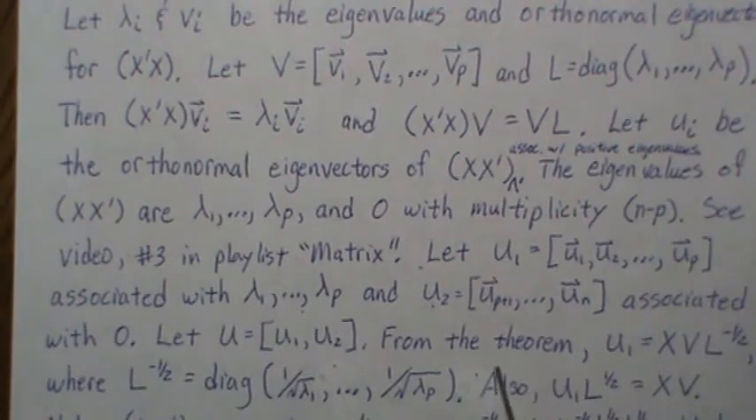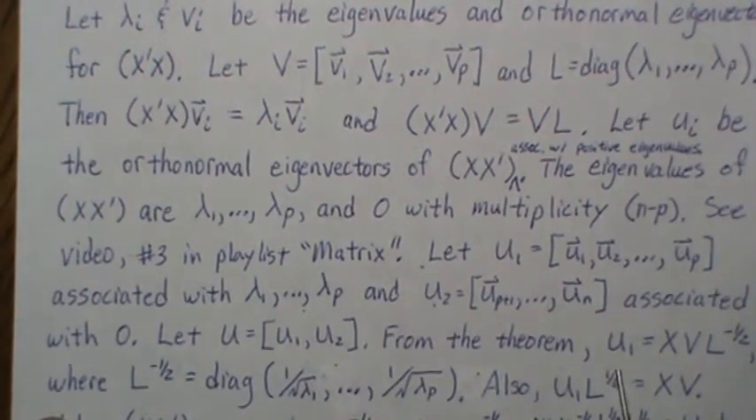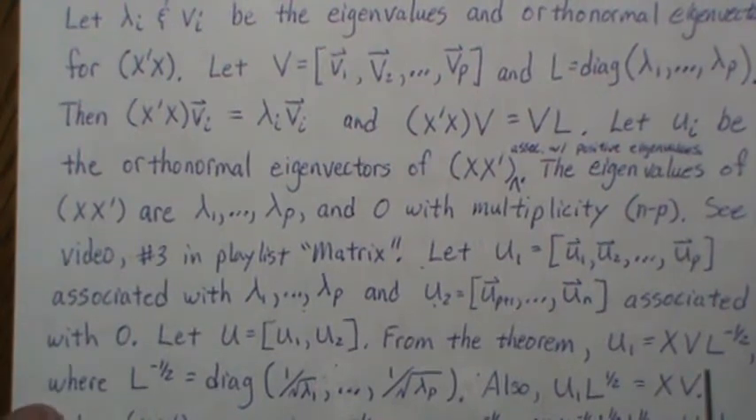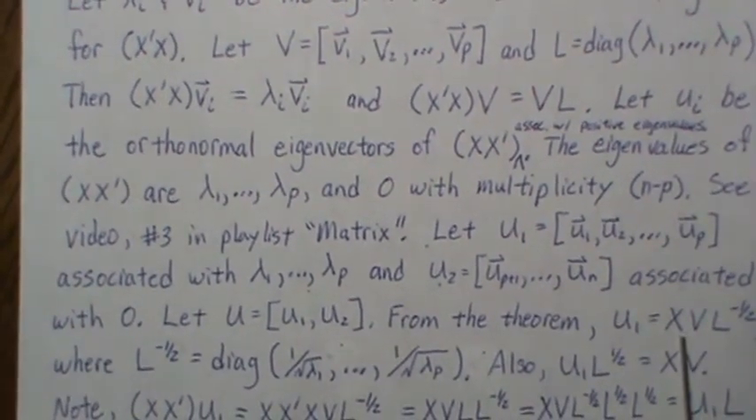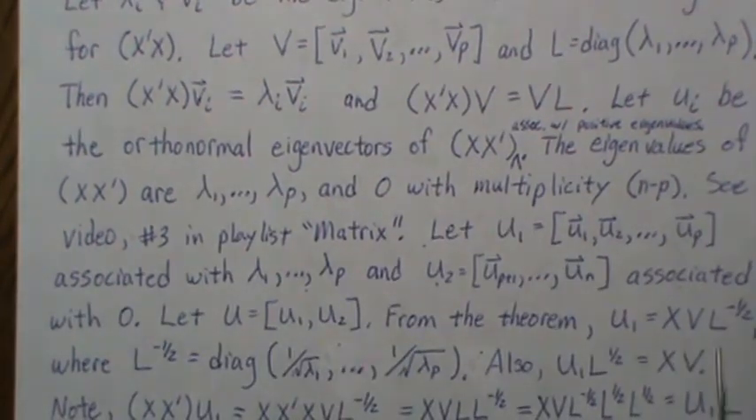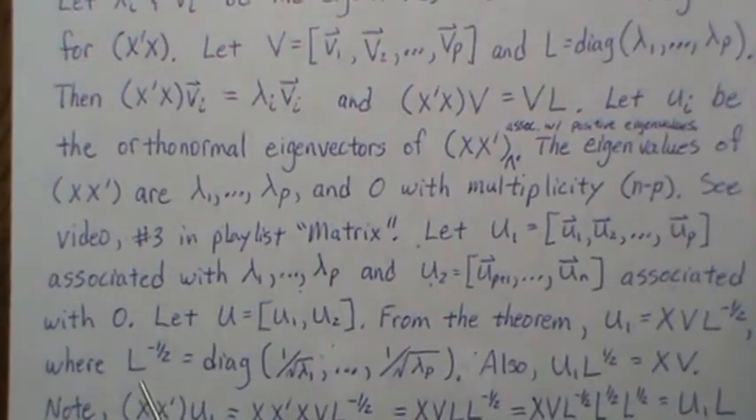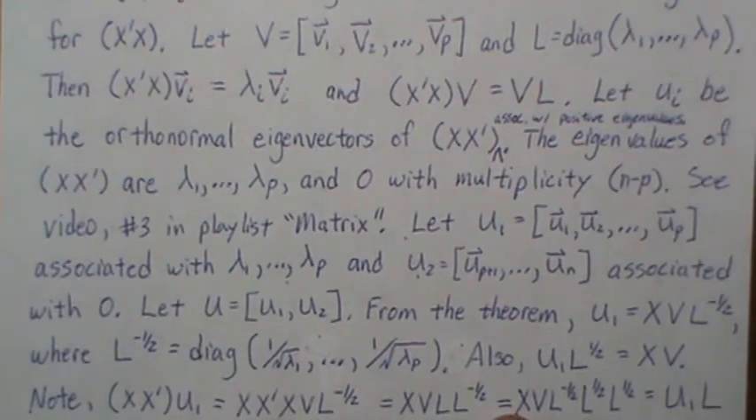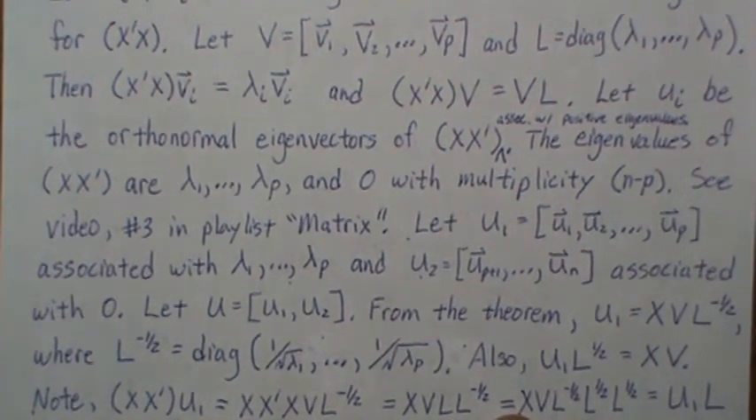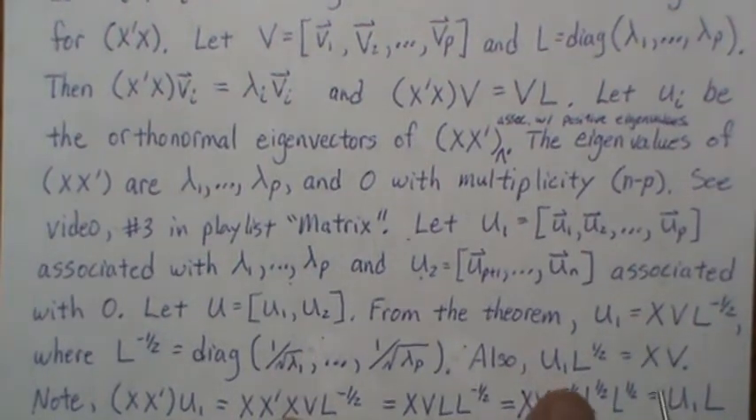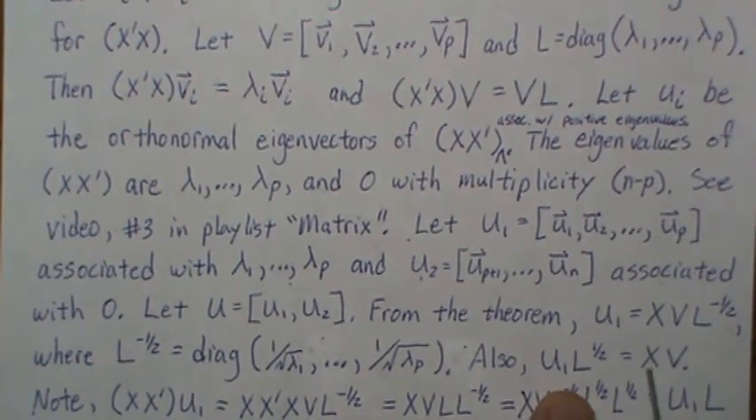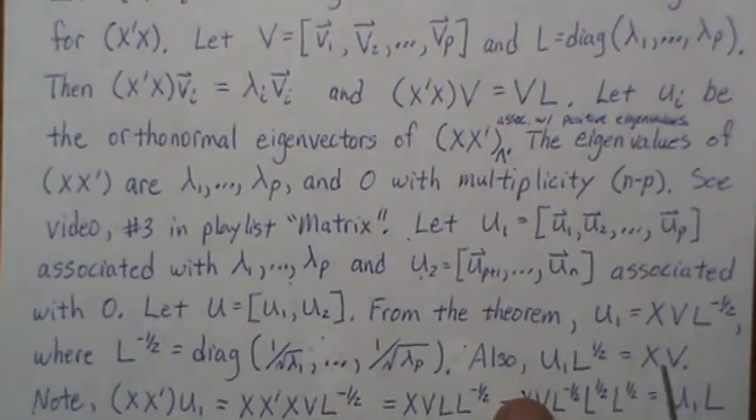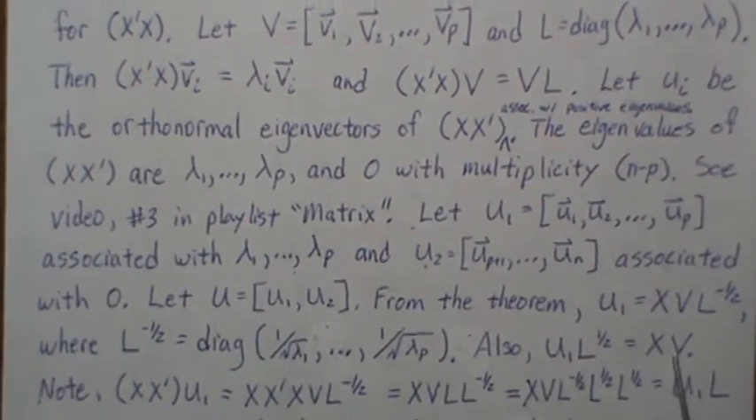Now from the singular value decomposition theorem, U1 takes on this form, where X is the design matrix, V is up there, and L to the minus 1/2 is a diagonal matrix with 1 over the square root of the eigenvalues. If we right multiply by L to the positive 1/2, that becomes the identity matrix, and it gets transformed over and becomes this. So from here we go to here.